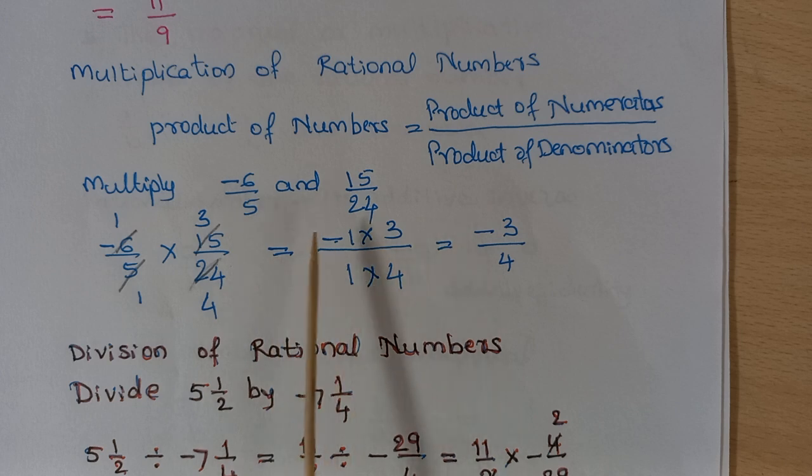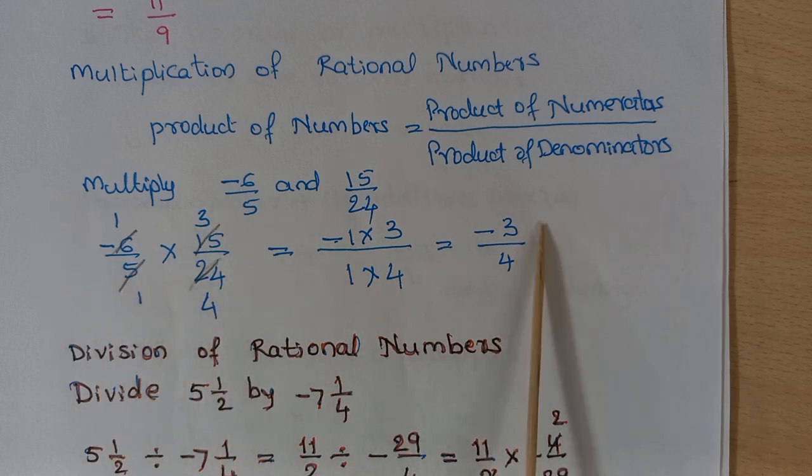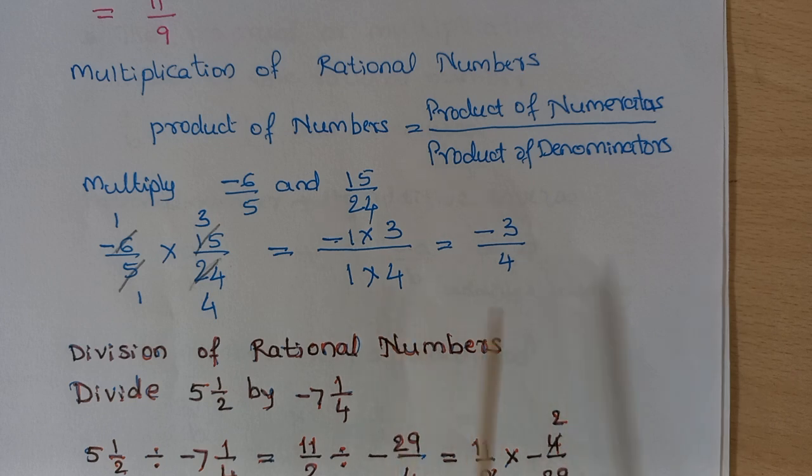Multiplying the numerators, minus 1 into 3 we get minus 3, divided by 1 into 4 we get 4. Therefore the product of these two rational numbers is minus 3 by 4. We should not ignore the negative sign. In Kannada we say mana illadire avamana.